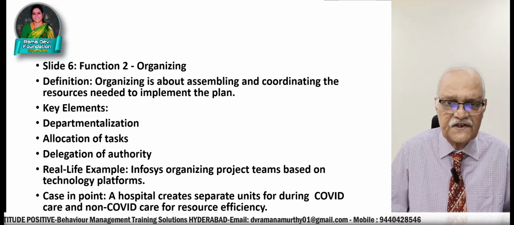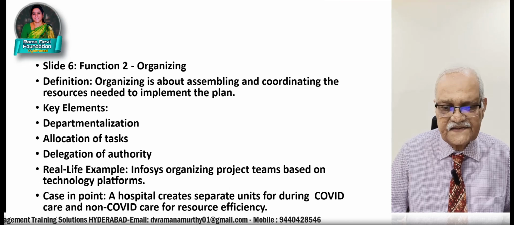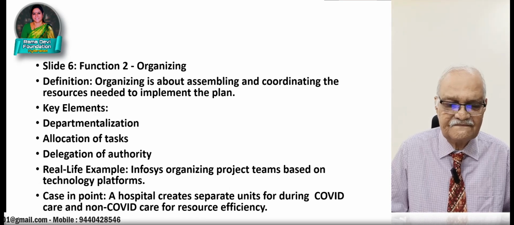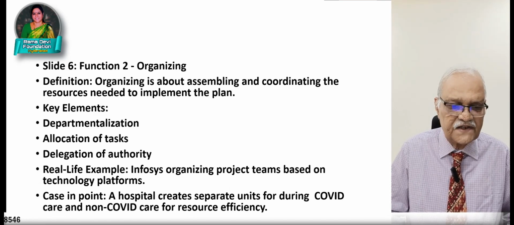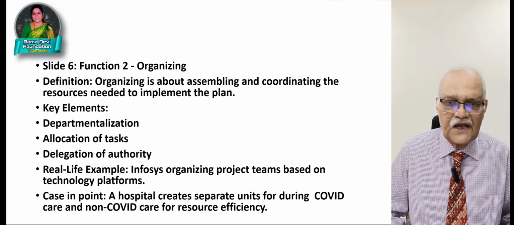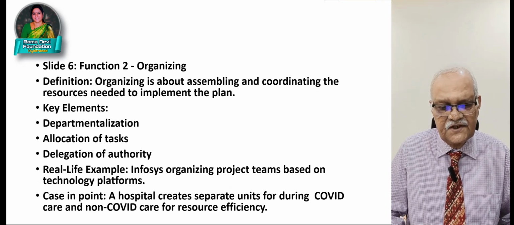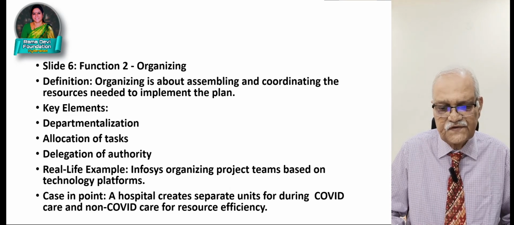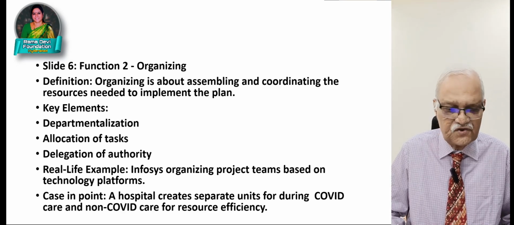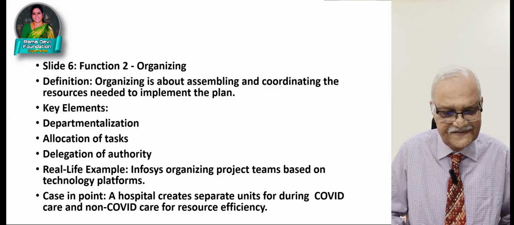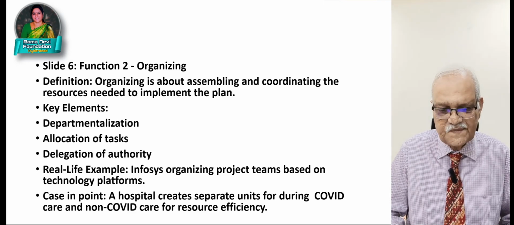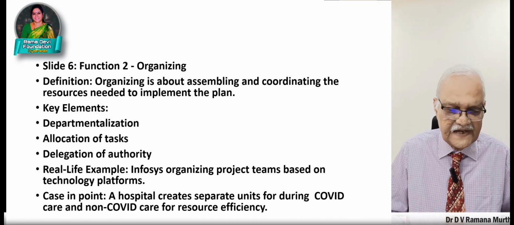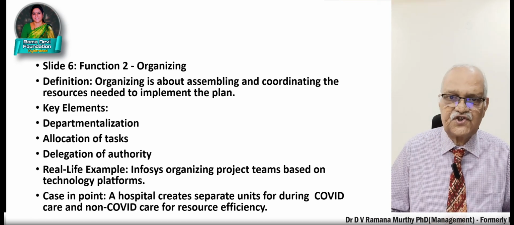The second function is organizing. Organizing is about assembling and coordinating the resources needed to implement the plan. The key elements here are: 1, departmentalization; 2, allocation of tasks; 3, delegation of authority. For example, Infosys organizing project teams based on technology platforms. A case in point, a hospital creates separate units, say for COVID care and non-COVID care, for resource efficiency.